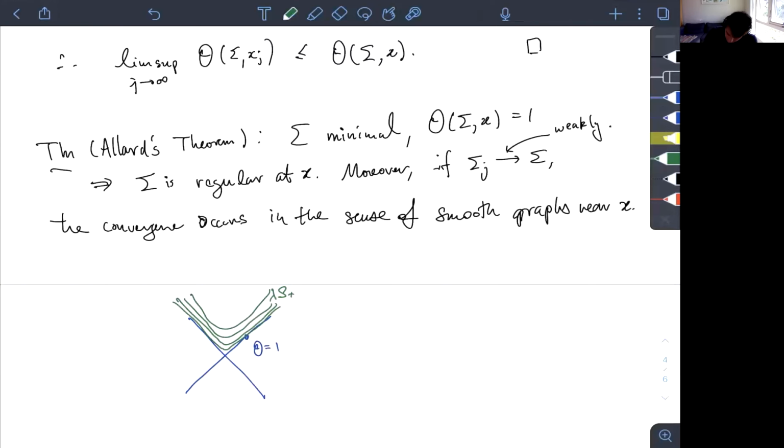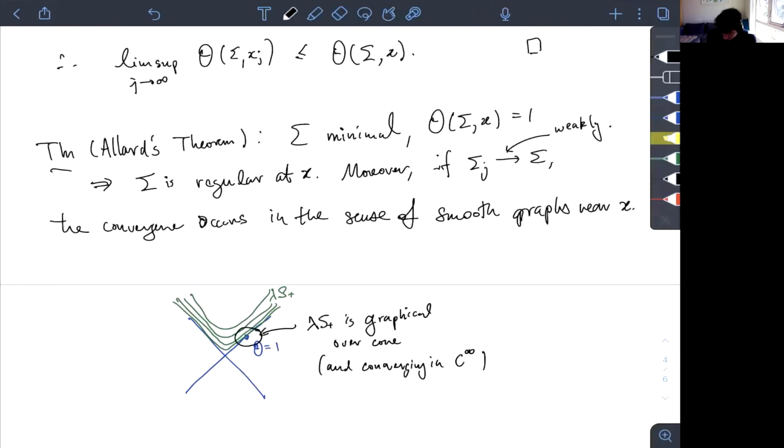The point is that Allard tells you that here, lambda S plus is graphical over the cone and converging. Okay, and smoothly converging. So the function defining the graph is smoothly converging.